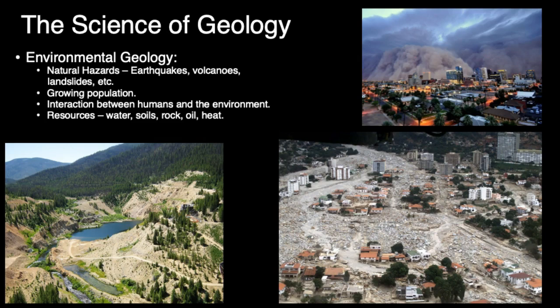Among some of these natural disasters, we have things such as earthquakes, volcanoes, landslides, hurricanes, soil subsidence, amongst many others. The picture on the top right of the screen is showing you a sandstorm, I believe in Phoenix, Arizona, which are fairly common in that area of the country.